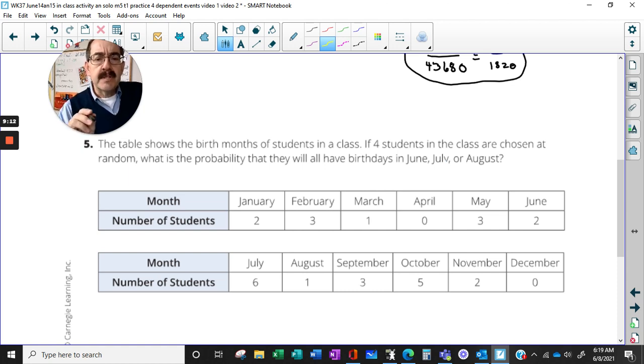If 4 students in the class are chosen at random, what is the probability that they will have a birthday in June, July, and August? Okay? Now, if 4 students in the class are chosen at random, what's the probability of June, July, August? So June, July, and August. I'm going to circle that.